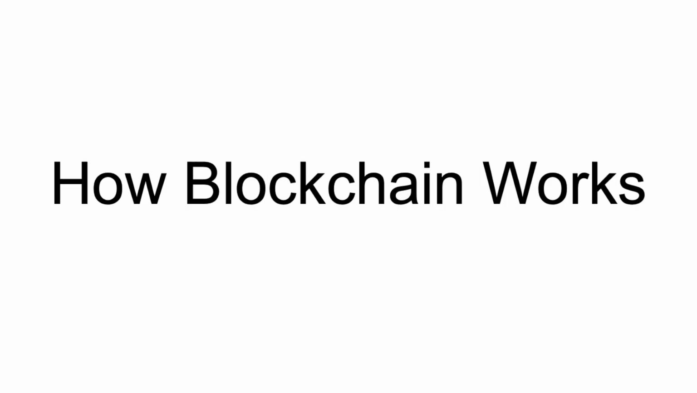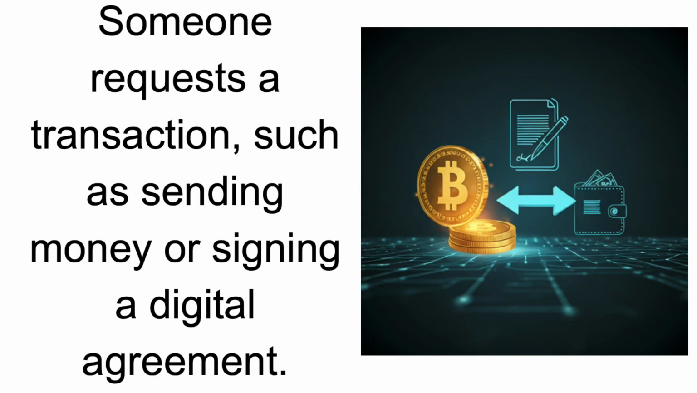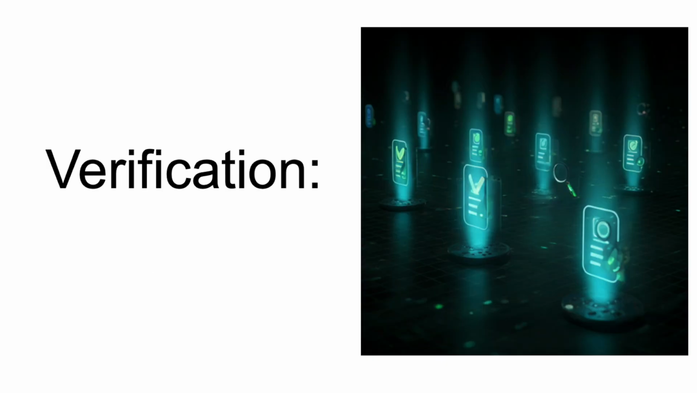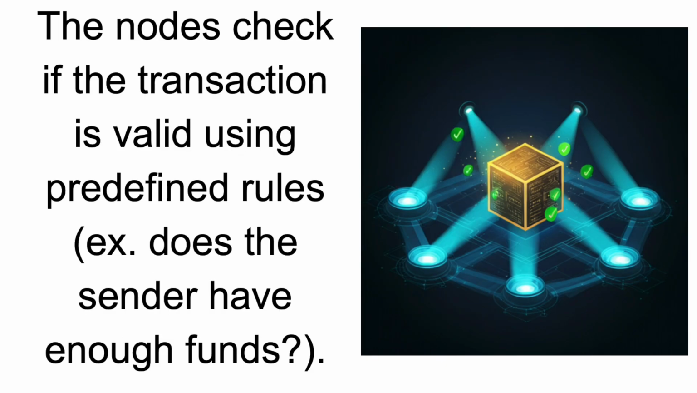How blockchain works. Transaction initiation. Someone requests a transaction, such as sending money or signing a digital agreement. Broadcasting. The transaction request is sent to all computers, nodes, in the blockchain network. Verification. The nodes check if the transaction is valid using predefined rules. Example, does the sender have enough funds?